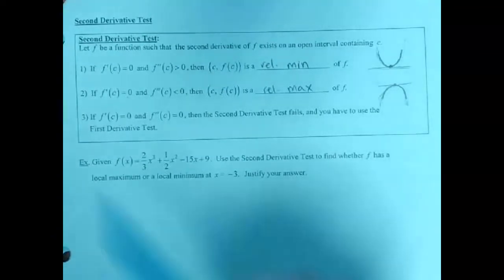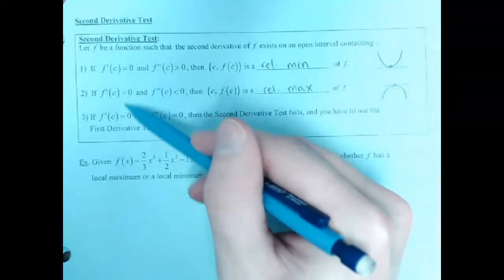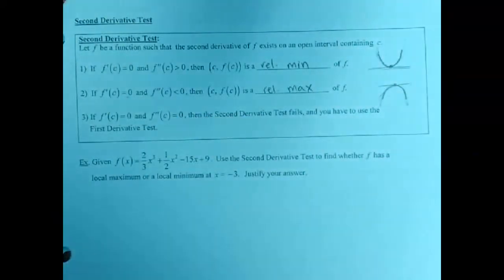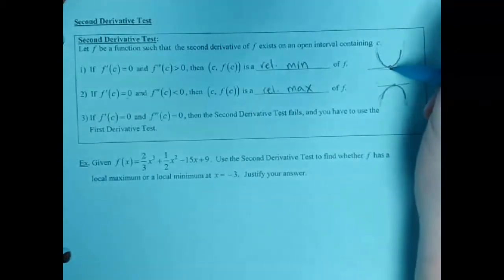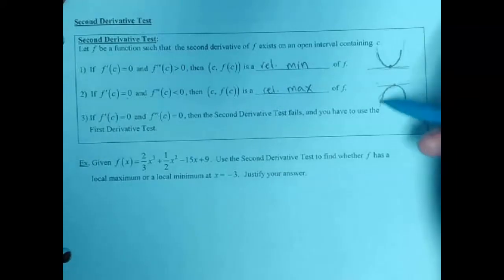So we check to see if it's a critical point. First derivative has got to be 0, and then I check the second derivative to see what type of critical point. If it's concave up, that means the point has to be a min. If the graph is concave down, the point has to be a max.